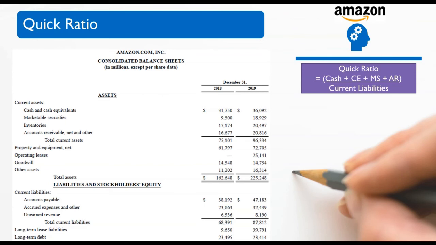The quick ratio is calculated as the total of the company's cash and cash equivalents plus marketable securities plus accounts receivable divided by the company's current total liabilities.